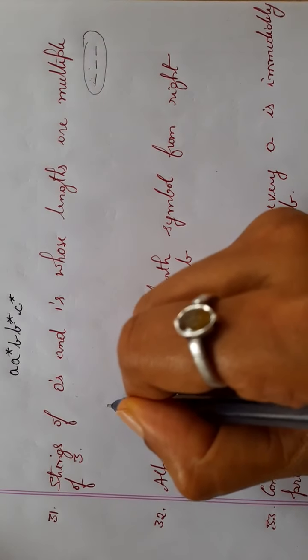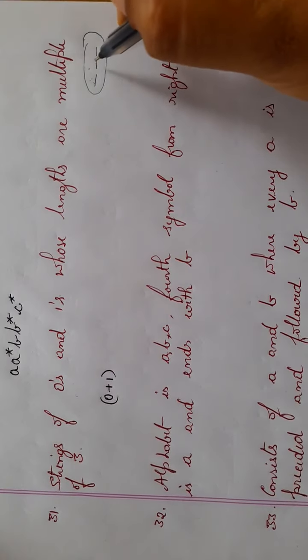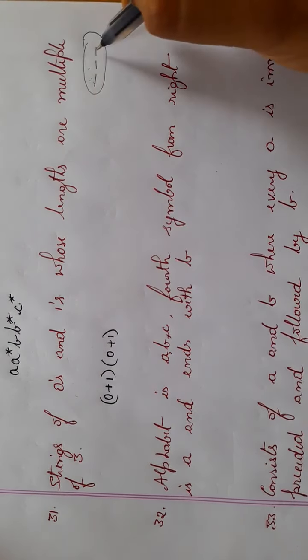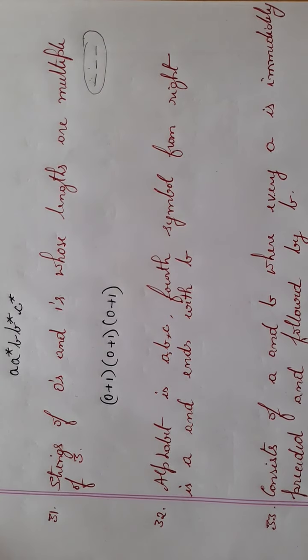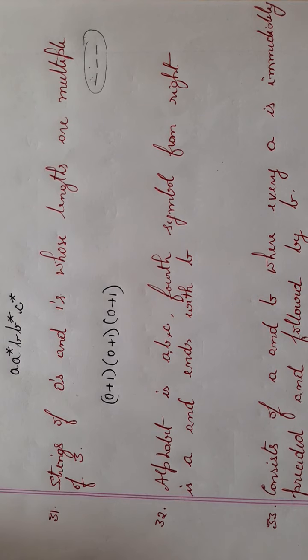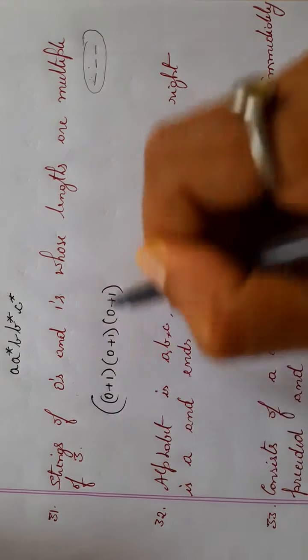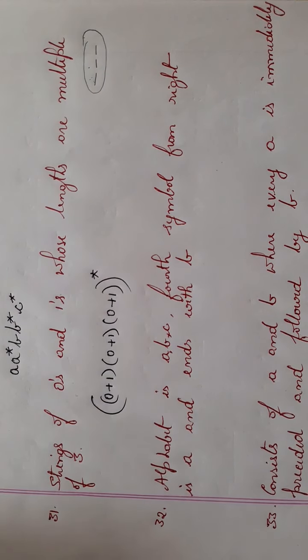That is, I can have 0 or 1. Next, once again I can have 0 or 1. Next, once again I can have 0 or 1. And this combination can be any times. So the entire thing is 0 or more occurrences.